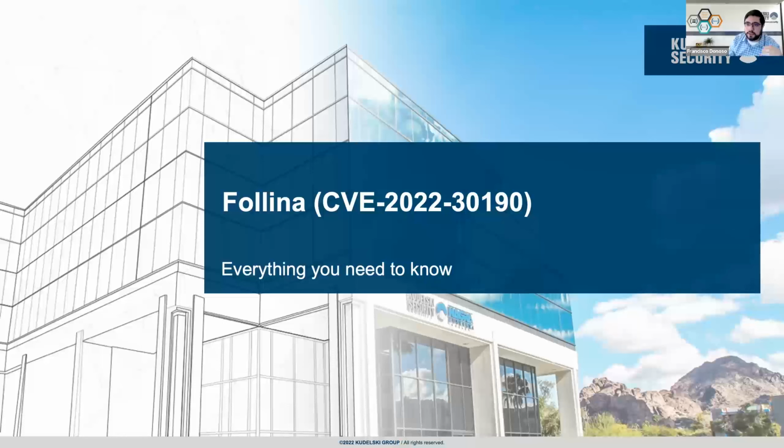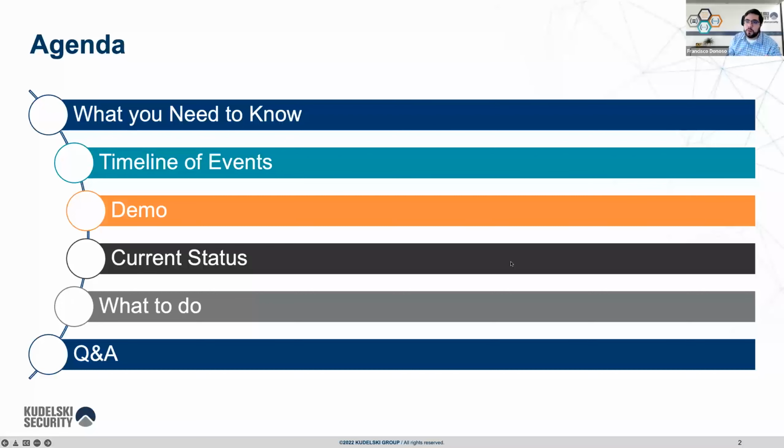Today's webinar is to talk a little bit about this exploit and attack campaign around what's being called Follina. We'll talk a little bit about what you need to know to understand the vulnerability. We'll give you some insight into the timeline of events and what has happened so far when it comes to the information security industry's and Microsoft's response to the vulnerability.